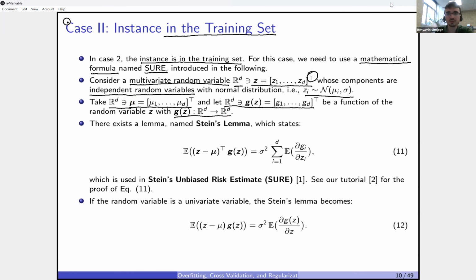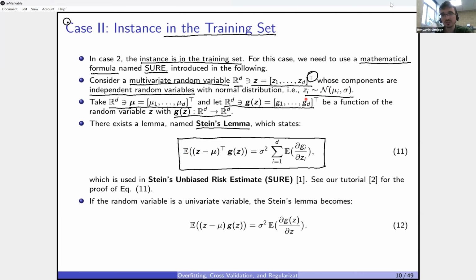Okay, from R^D to R^D. Then Stein's lemma, a lemma in mathematics, states this: the expectation of (Z minus mu) transpose G(Z), so the inner product between Z minus mu and G(Z), if you take expectation, equals sigma squared.